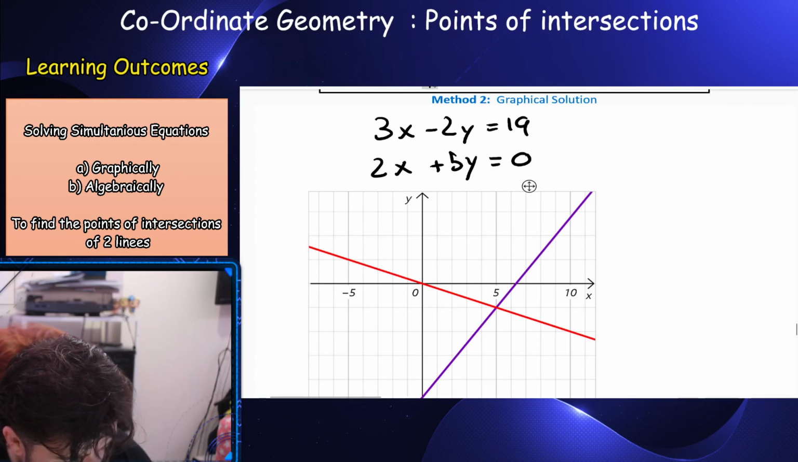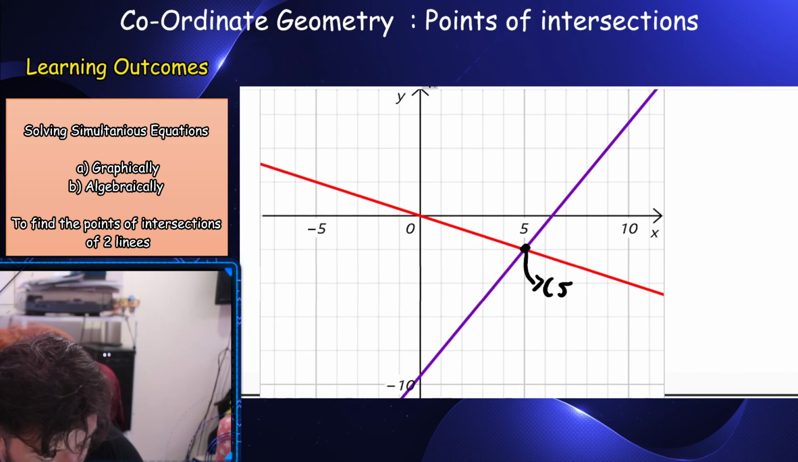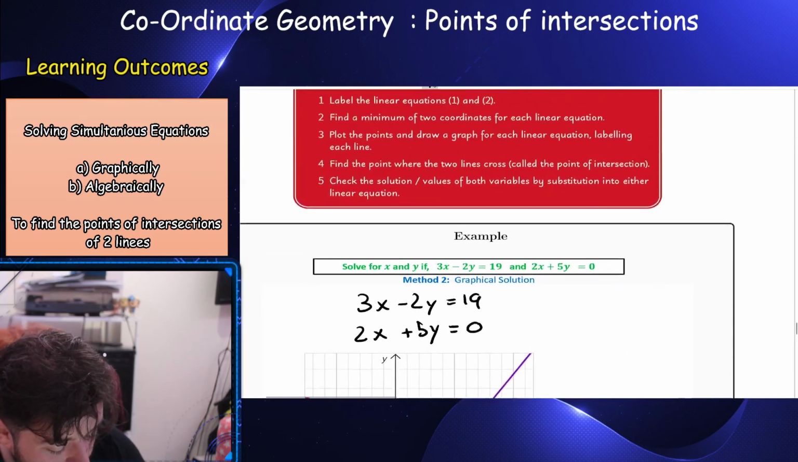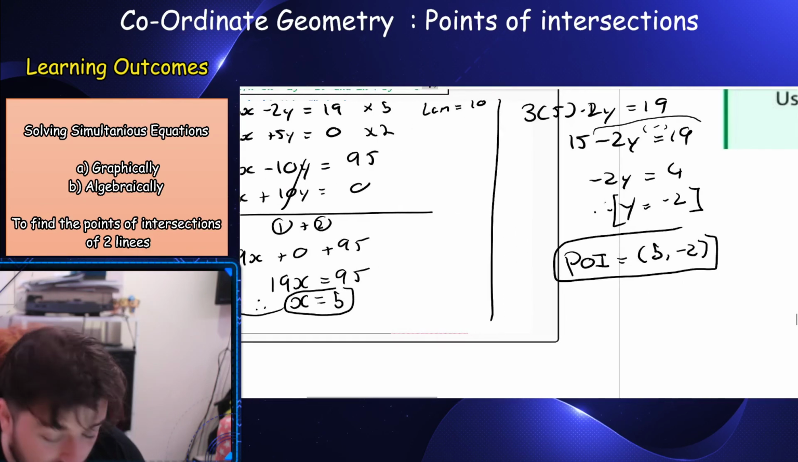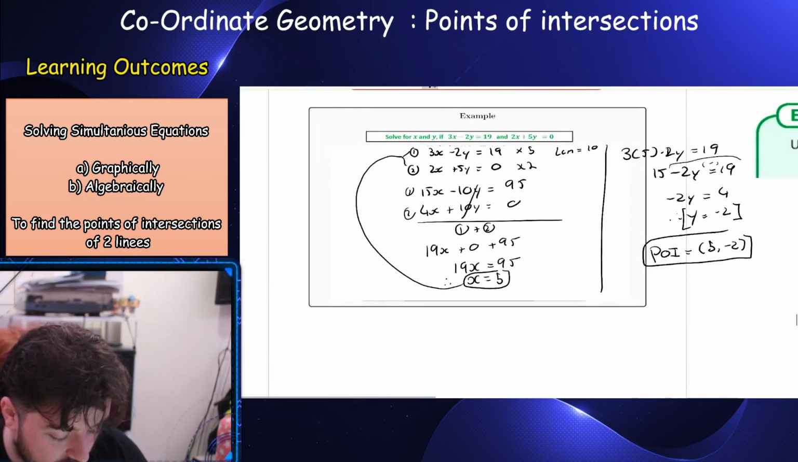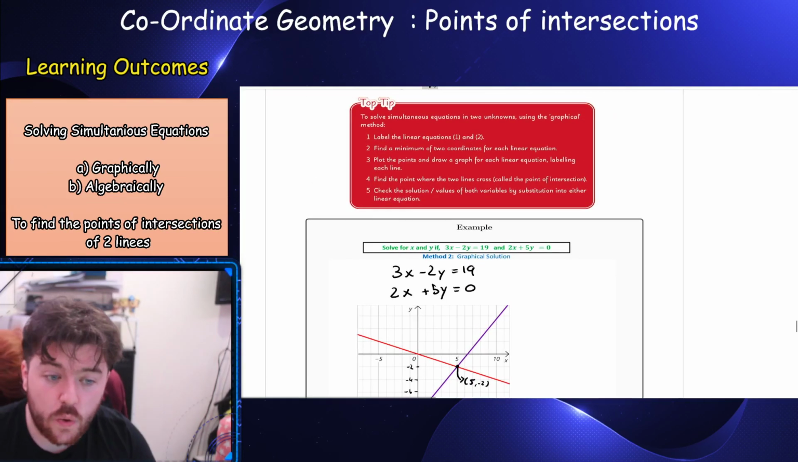But as you can see here, my point of intersection on the line is here, and my x value is 5. Looking at the boxes, these boxes are going down in 2s, so that's minus 2, minus 4, minus 6, minus 8, minus 10. So I'm at (5, -2). And if you recall, that is the answer from doing it algebraically. Okay, so that is how to find the point of intersection of 2 lines.